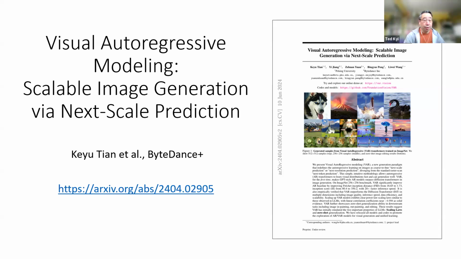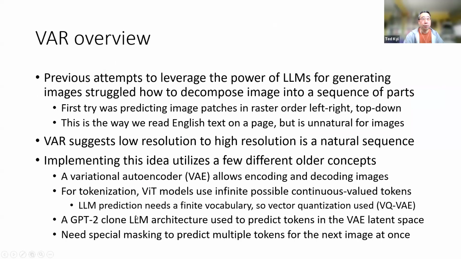Yeah. Okay. So for the VAR paper, just a quick overview. Previously people said, hey, LLMs work great, let's try just doing autoregressive on images. You can do this at the pixel level or at the patch level. The most obvious first thing you might do is raster order: start in the top left corner, go across the top, and then keep going.